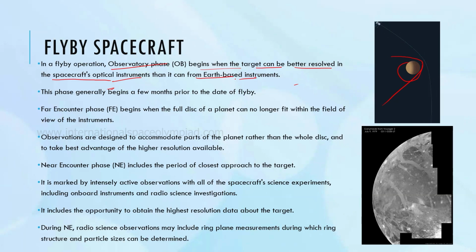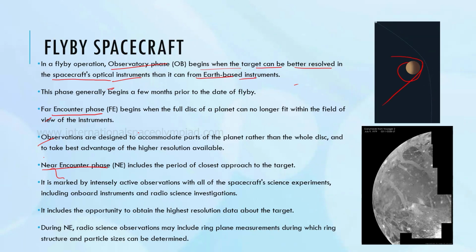Then the flyby phase is classified into two: one is called the far encounter phase, and another is called the near encounter phase. So far encounter and near encounter is a kind of definition anyway. Far encounter is defined as when we can no longer see the full disk of the planet. The idea is that when you go closer and closer to any object with a camera, just imagine, once you are so close by you cannot see that entire thing in the camera. We will see only a part of that.